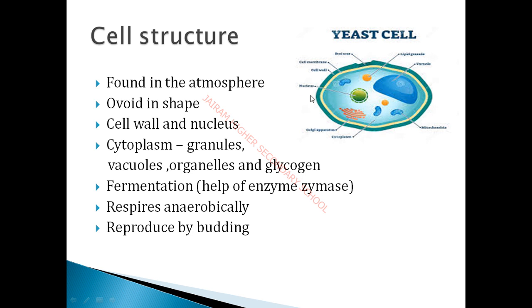Likewise, like all other cells, yeast also has an outer cell wall which protects all the other inner components of the cell. And in the center you can see this green color part called the nucleus with a prominent nuclear membrane.